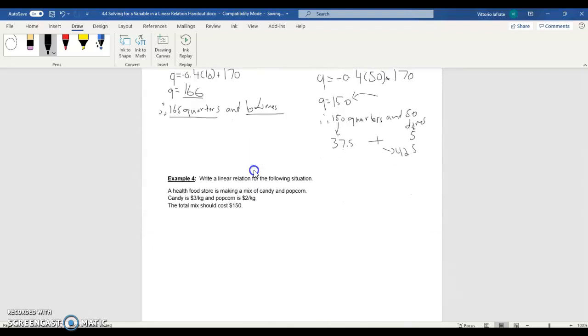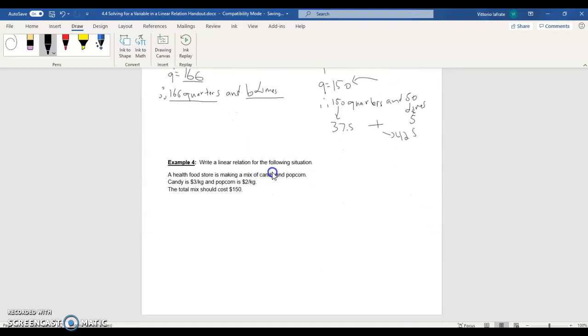So let's go try example 4 now. We want to write a linear relation for the following situation. So there's the health food store. They're making a mix of candy and popcorn. And there's a few different prices here. We have $3 per each kilogram of candy, and then $2 per each kilogram of popcorn, and the total mix should cost $1.50.